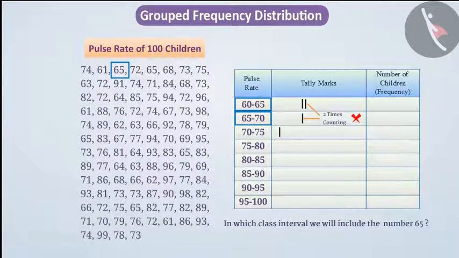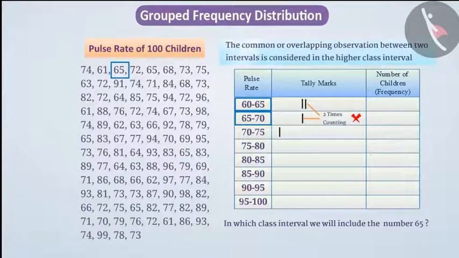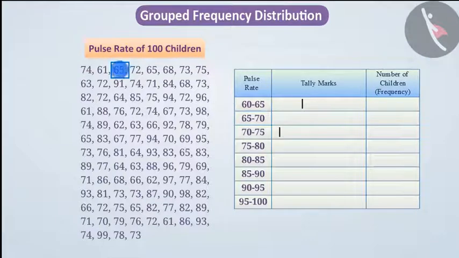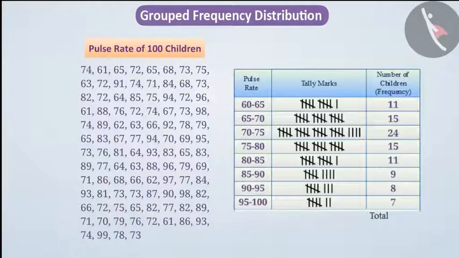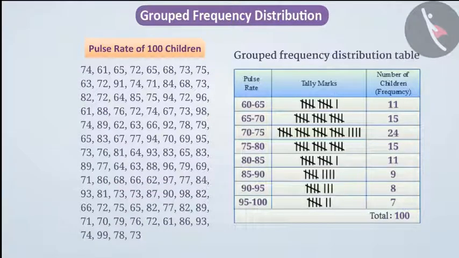To avoid this, we follow convention. The common or overlapping observation between two intervals is considered in the higher class interval. In this way, we will include 65 in the 65 to 70 class interval. Similarly, we will group all the numbers. In this way, we will also get a grouped frequency distribution table here.